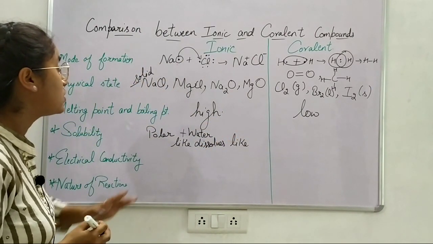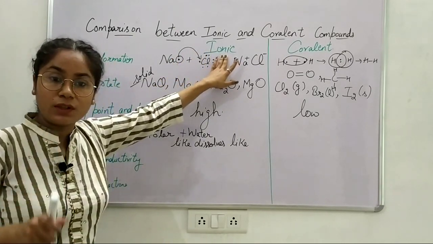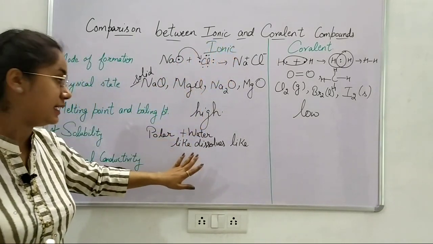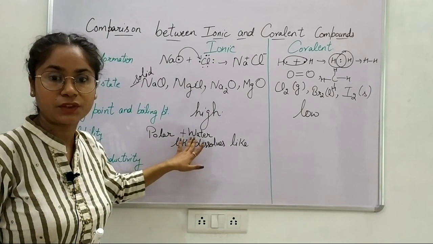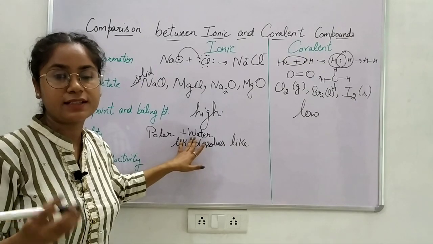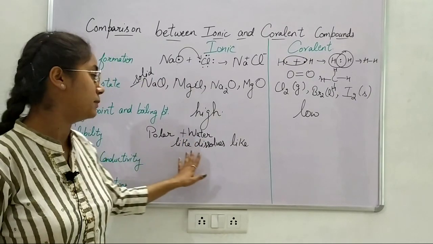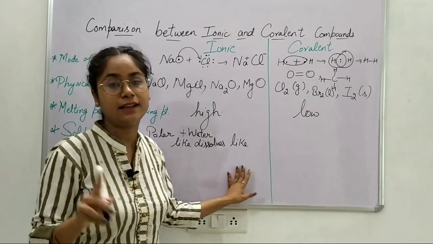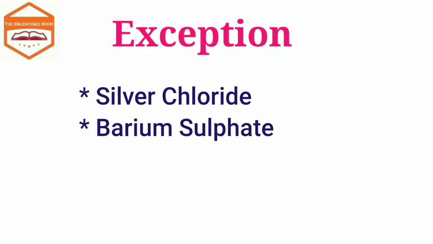That means since all the ionic compounds are polar in nature, they would be dissolved in water. And as water is also polar, they possess solubility like this. But there is an exception, shown on your screen: there are certain ionic compounds, for example, silver chloride, barium sulfate, etc., which are actually insoluble in water.